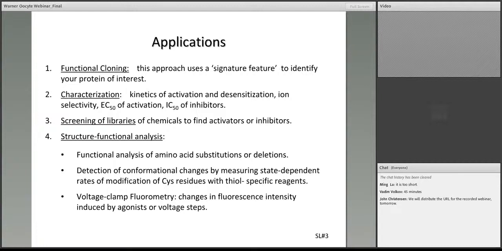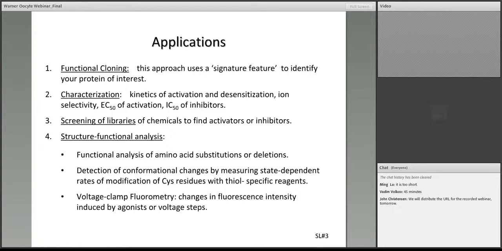The most common use or application of this technique is functional characterization of a channel or transporter. One can examine kinetics, determine ion selectivity, measure affinity of agonists or inhibitors. It is also useful for screening small molecule libraries or complex venoms, looking for activators or inhibitors of an ion channel. You can also conduct a structural functional analysis of your protein by examining the functional consequences of amino acid substitutions. Measurements of rates of cysteine modification by thiol-specific reagents give information on conformational changes of the protein.